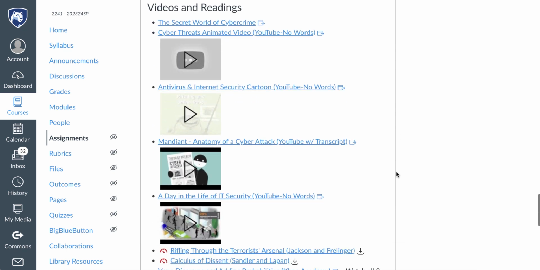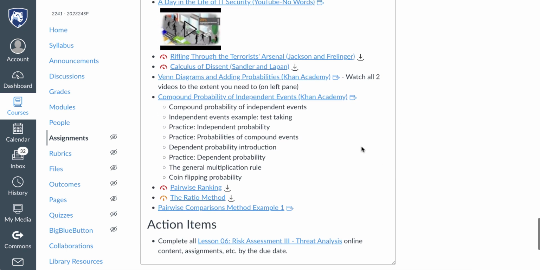Okay, now even more so, considering these two links here, right? So the Venn diagram and adding probabilities, and also the compound probability of independent events, both from the Khan Academy. Okay, it's very, very important that you watch these videos, because I am expecting that you've already taken IST 230, which is discrete mathematics. So the idea is to just review what probability is, mathematically speaking, and what conditional probability is.